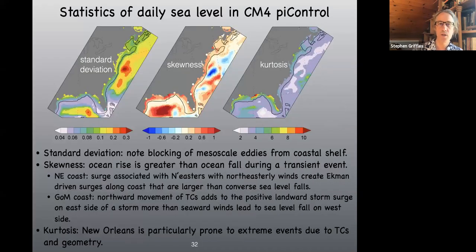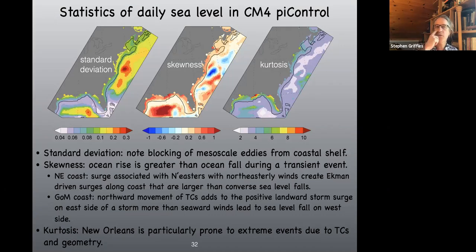We looked at some statistics: the standard deviation, the skewness, and the kurtosis of the daily mean sea surface height. These are standard diagnostics to look at. Of course, standard deviation is just looking at the fluctuations of the patterns. The skewness is looking at how skewed the distribution is toward one side or the other. And the kurtosis highlights the extreme events.